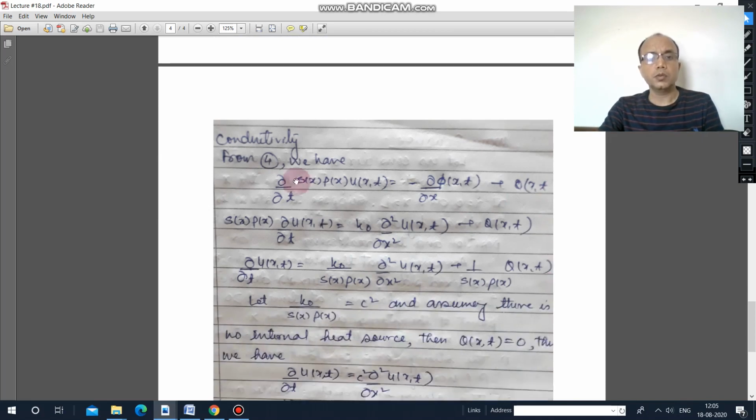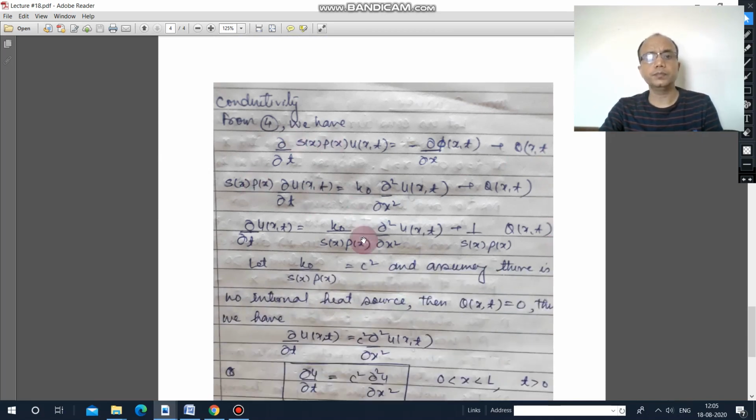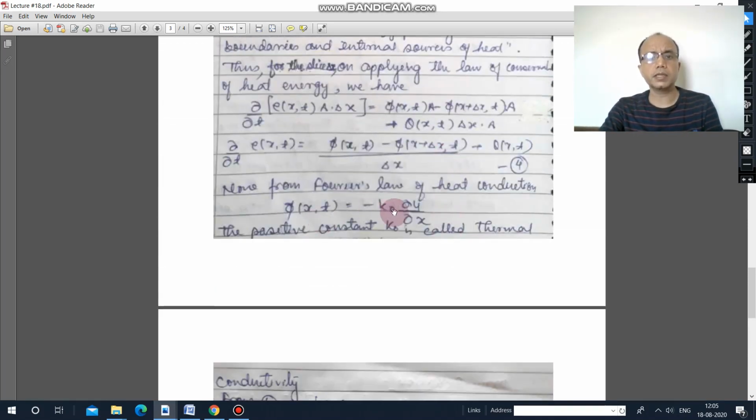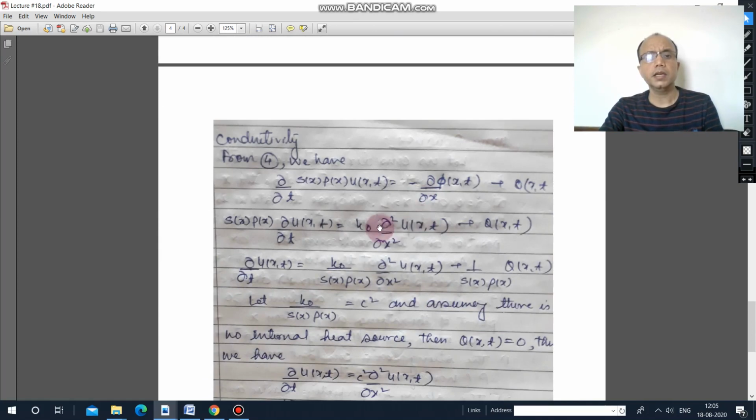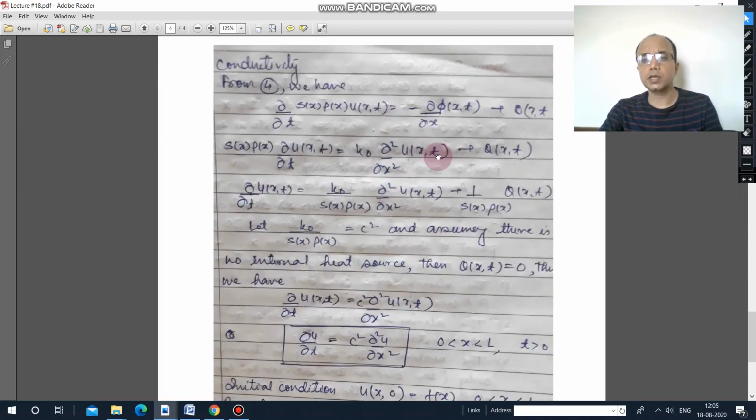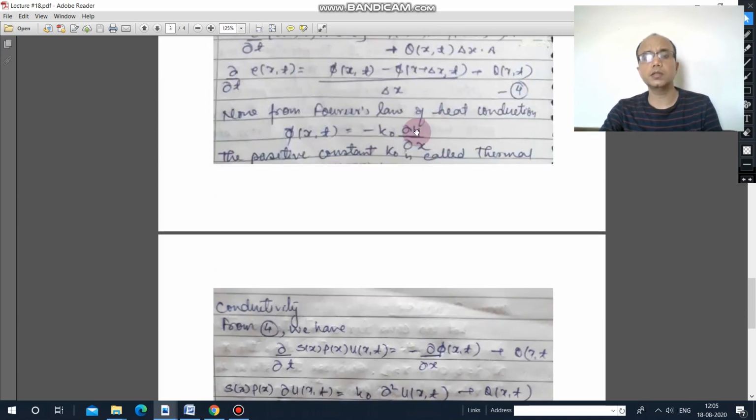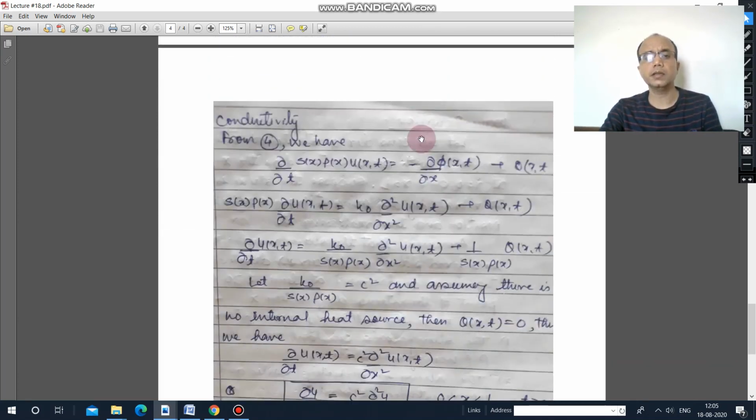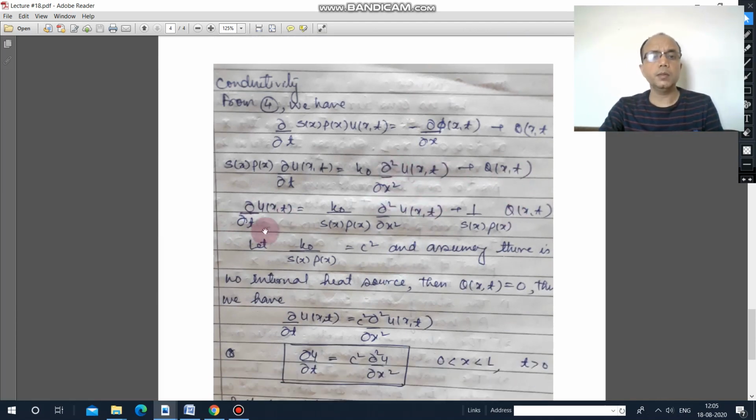Clear? So s(x) and rho(x) are constant. Further, you can put the value of phi(x,t) from here, phi(x,t) equals minus K0 del u by del x. So this is K0 del square u by del x square of u(x,t). You can do the calculation. This minus sign will be cancelled out. Whenever I am writing u here, this is basically a function of x and t. Clear? So this is del square by del x square of u(x,t) plus Q(x,t). So finally del by del t of u(x,t) equals K0 divided by s rho times del square u by del x square, plus 1 by s rho Q.